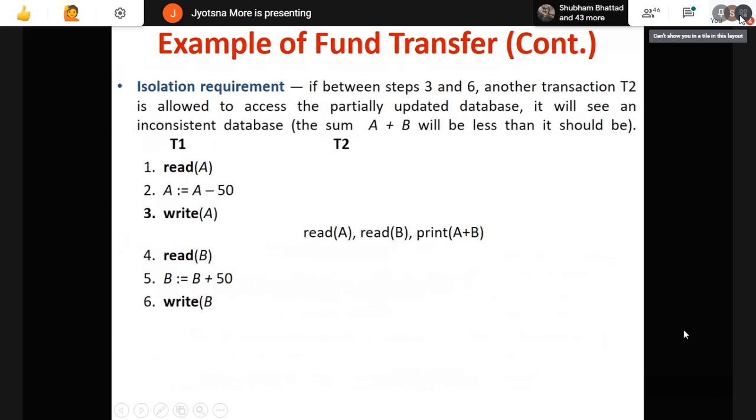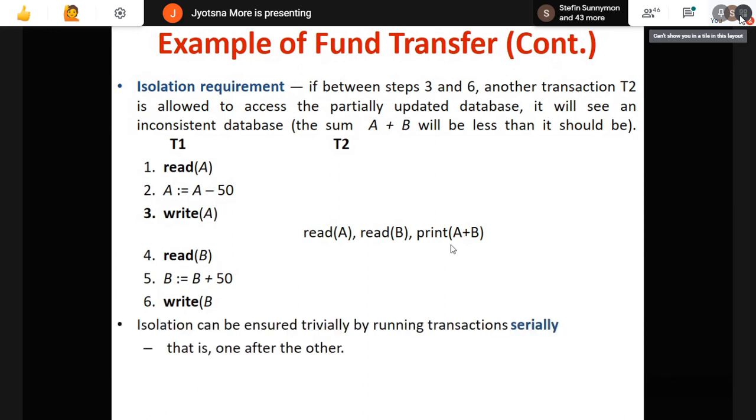Last one, isolation. As I told you, Ti and Tj. Ti is right now T1 and Tj is T2. Two different transactions are there here, right? If between step 3 and 6, you can see 3 and 6 here in between, another transaction T2 is allowed to access the partially updated database. So now here, what will happen?